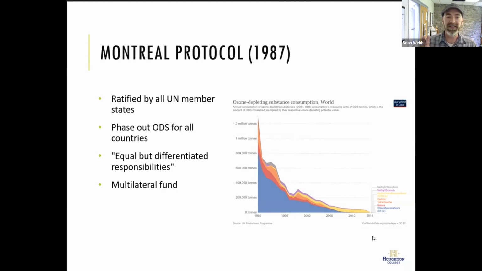It uses this phrase, equal but differentiated responsibilities. In other words, it acknowledges that some countries are the bigger perpetrators and have easier capacity to switch away from ODSs, ozone depleting substances. Other countries, it's more difficult. And so they put a different timetable for those countries. So the agreement was wealthier countries would have a faster timetable, poorer countries would have a longer timetable, and would have something called a multilateral fund that the wealthy countries would pay into that would help poorer countries make that transition. So there was financial resources to help those poorer countries make the transition away from that.